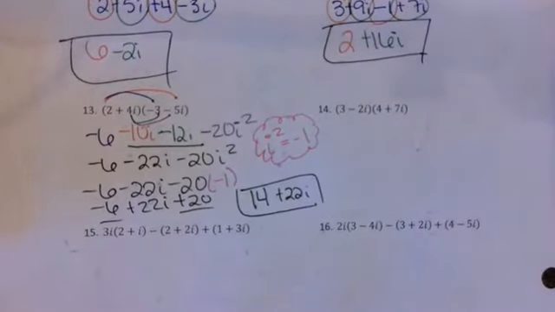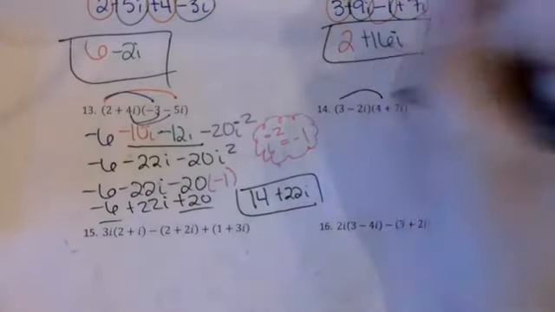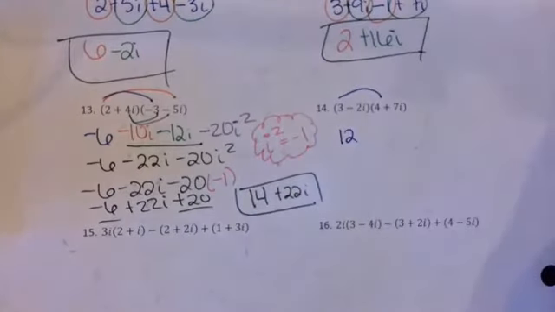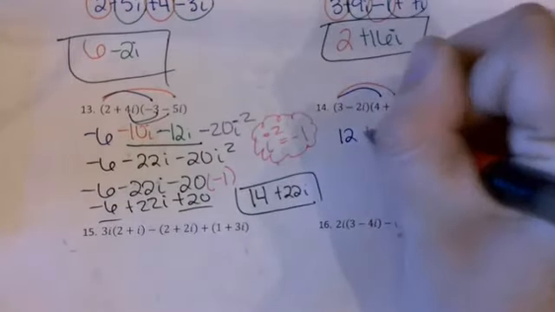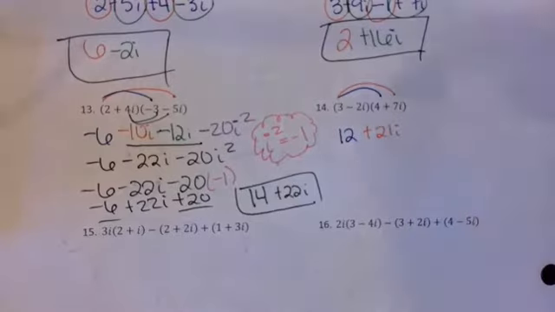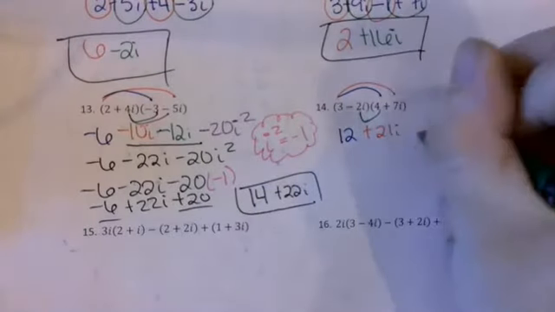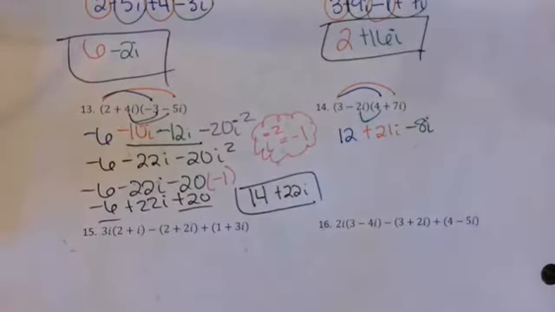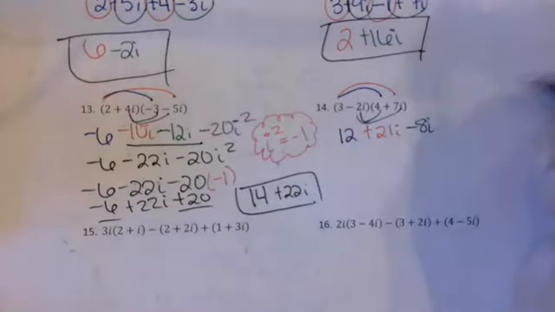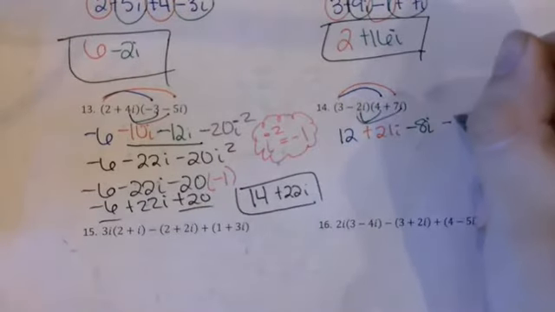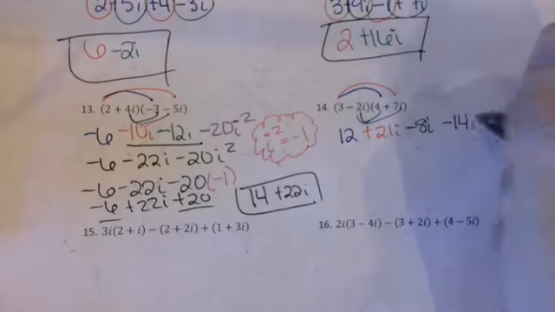Same thing on number 14. I want to go ahead and FOIL. 3 times 4 is 12. 3 times 7i is 21i. Negative 2i times 4 is negative 8i. And negative 2i times positive 7i is negative 14i squared.